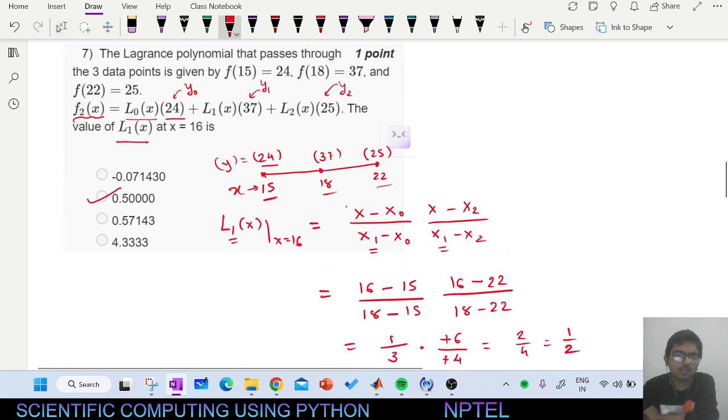In the same way, you can calculate L2 of 16 also, right? And L0 of 16. And once you have all those three numbers, you can calculate the estimated value at 16, which should be close to 24, by the way, because it's close to 15. But then there could be oscillations also, so you don't know. But I think most likely, since we have just 3 points, you can check it yourself. It will be close to 24.